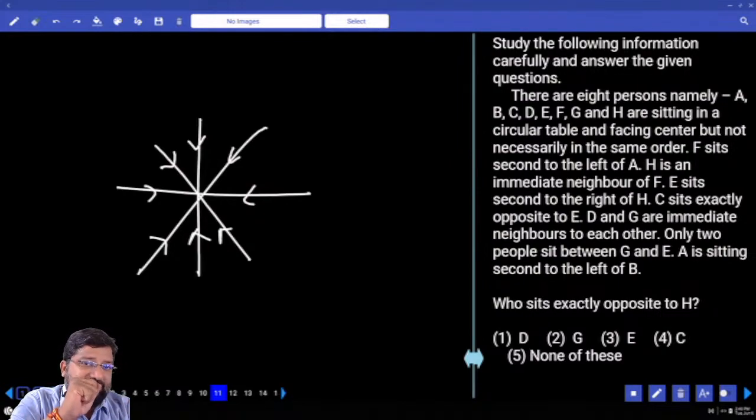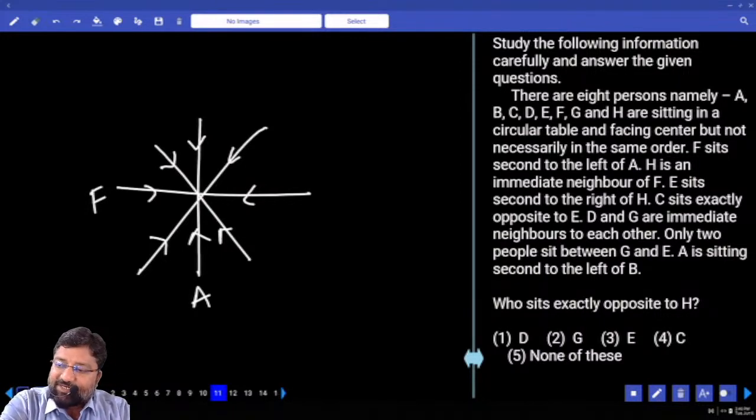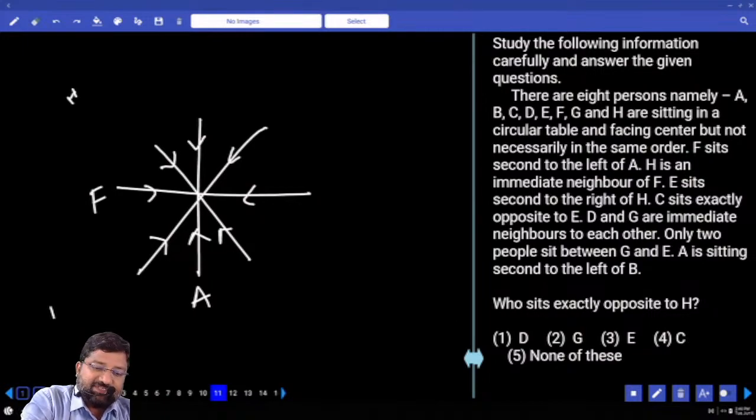And if you don't get the answer, immediately you can shift to the other case. Is this clear? What's the point here? F sits second to the left of A. H is an immediate neighbor of F. How many possibilities do I have? 2 possibilities. Maybe this here or this here, but we'll see if there are any clues on H. We'll go with one possibility.